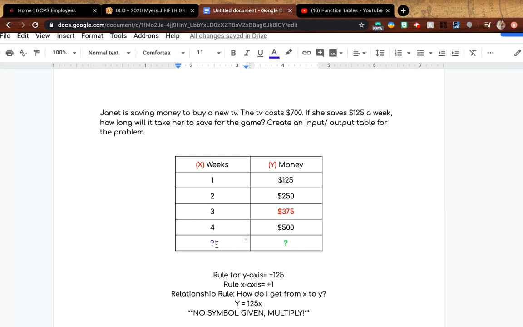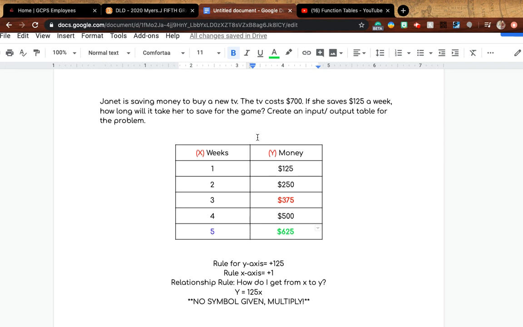Now let's continue our pattern. If my x values are plus 1 each time, then I know that this is 5. And if my y values are plus 125 each time, I know this is 625. So if this pattern continues, how long will it take for her to save for the TV? In this case, I know that at 5 weeks, she has 625. So if I were to continue this, at 6 weeks, she would have $750. So the answer is it's going to take her at least 6 weeks to save for the TV.